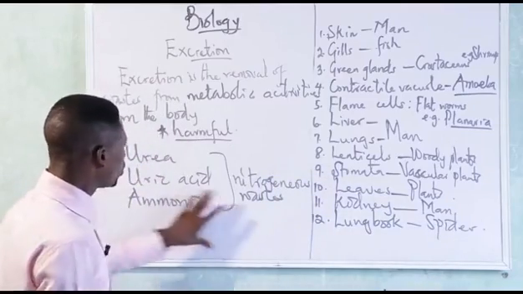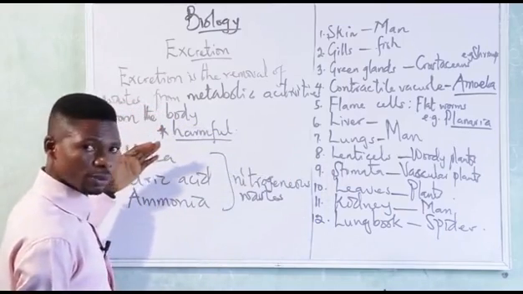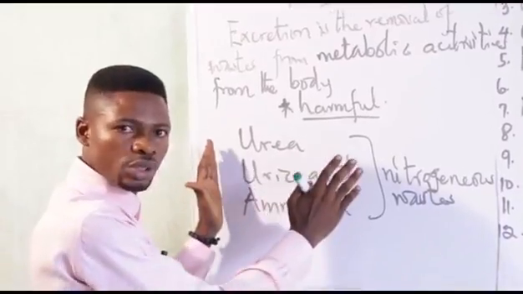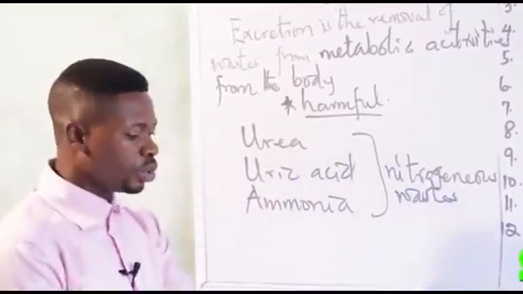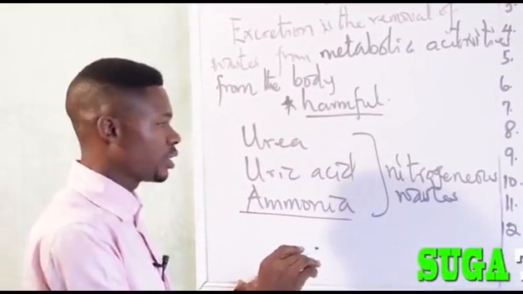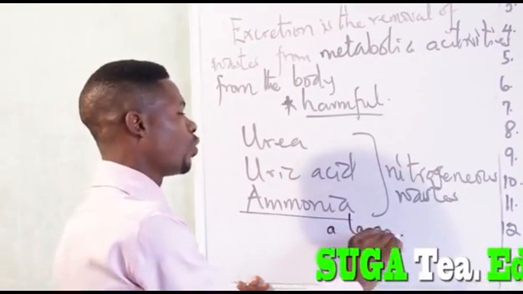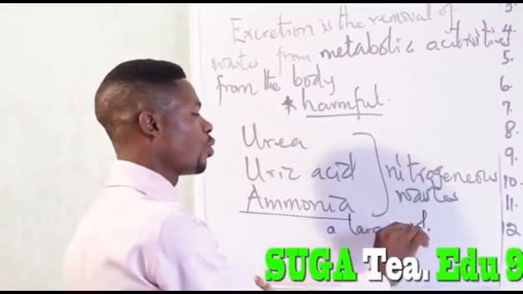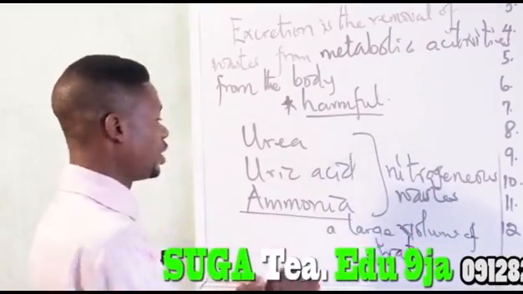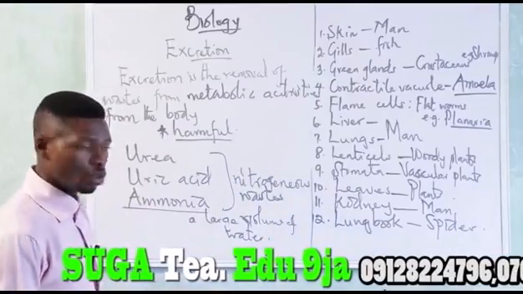Now, for the nitrogenous waste that you have in animals, most importantly you have it as urea, uric acid, and ammonia. Ammonia is a very, very toxic substance, and it needs a large volume of water for its dilution. So you find this in aquatic organisms that dwell in the water body.